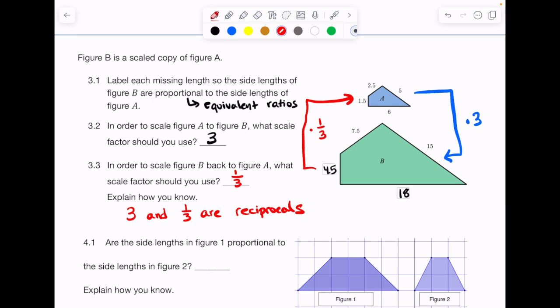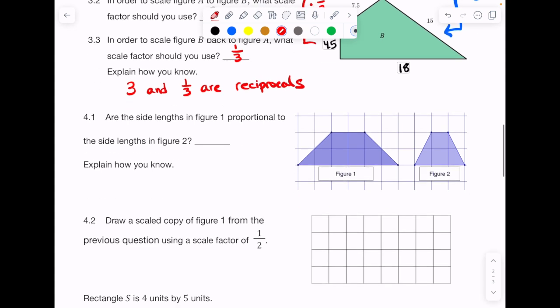Yeah, I mean, that's good. I would be good with that. You could say like 4.5 times 1/3 is 1.5. Anything in that realm is good. But reciprocals is sort of that key word and that key concept, that in either direction we have the reciprocals.